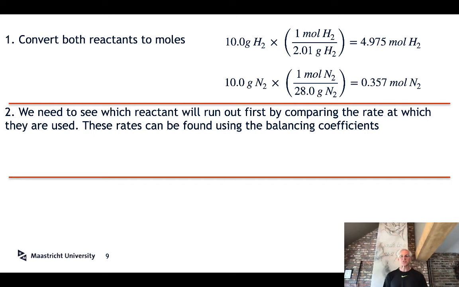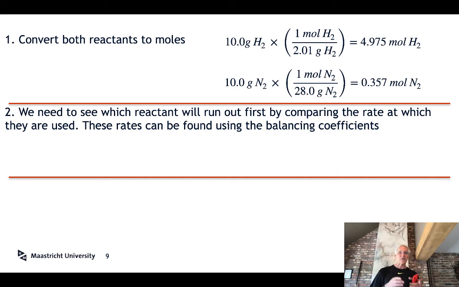Now we can't just look at the number of moles and assume that the species with the fewest moles will run out first, because if they have different balancing coefficients, that tells us that they are used at different rates. It's kind of like if you were building a car: tires get used up at a rate 4 times faster than steering wheels, because I only need 1 steering wheel per car, but I need 4 tires per car.